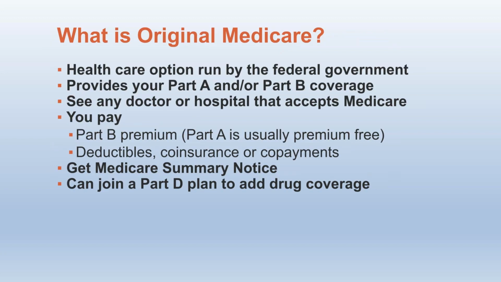What is Original Medicare? It's a healthcare option run by the federal government that provides for your Part A and B coverage. You can see any doctor or hospital that accepts Medicare. You are responsible to pay your Part B premium. Part A is usually premium free. And then your hospital deductibles, your Part B deductible, and your Part B coinsurance and copayments.